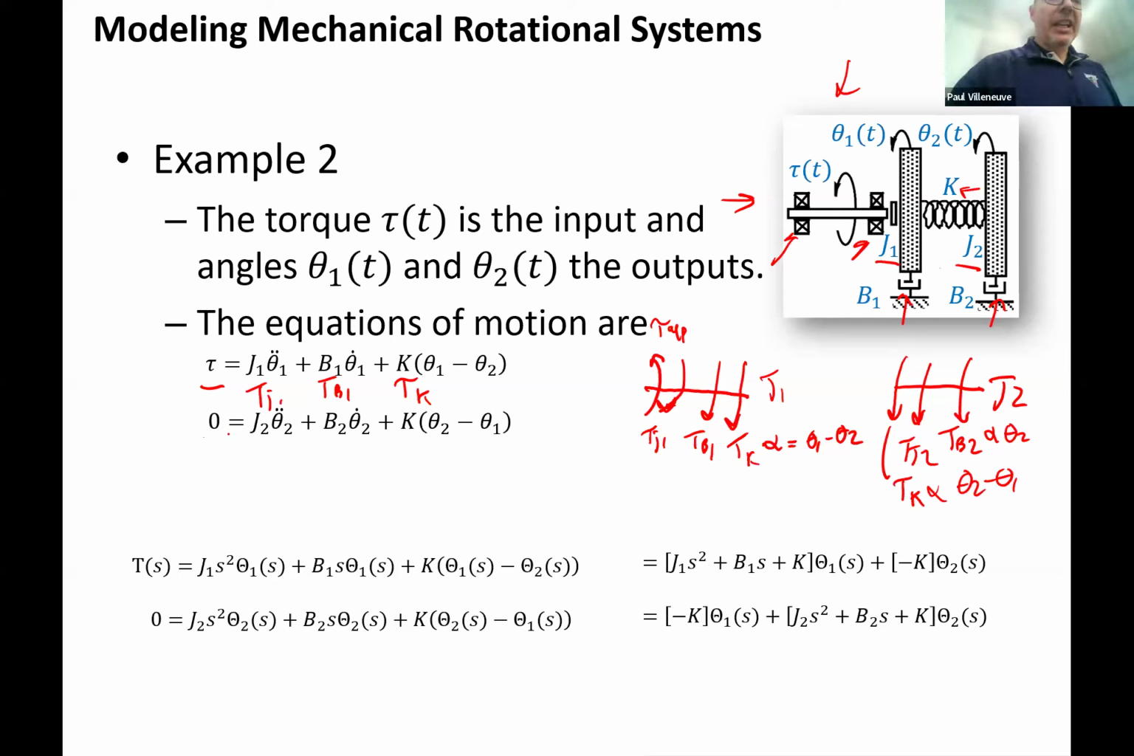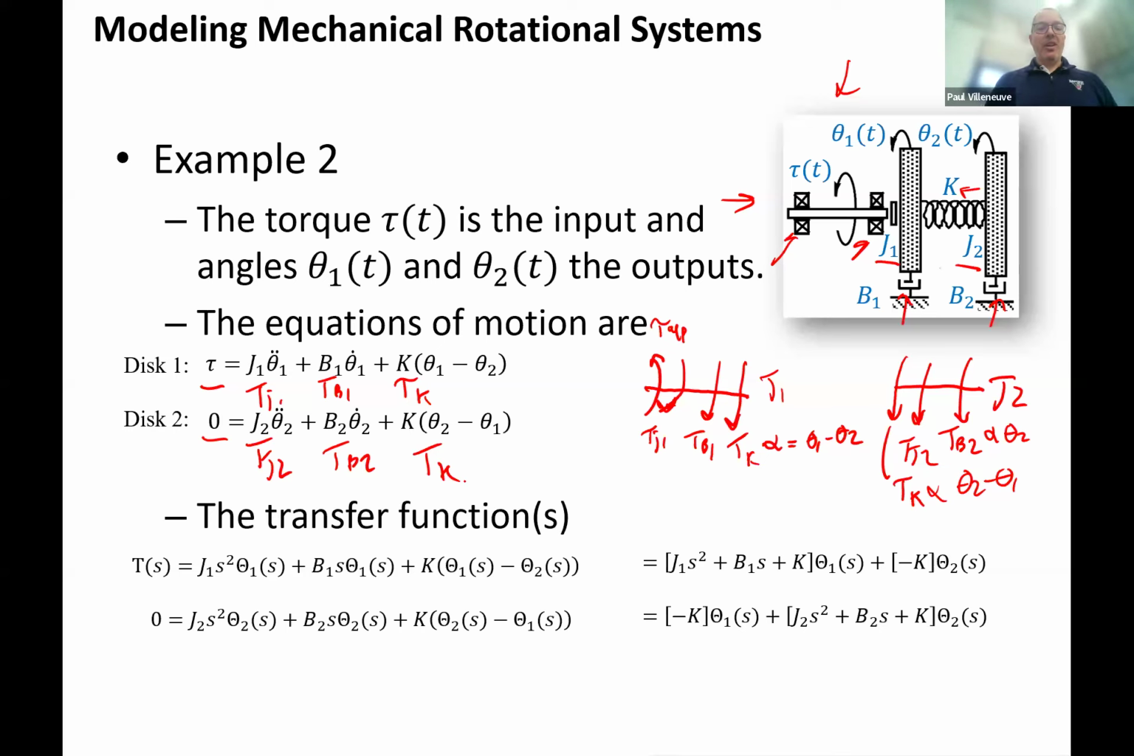So here is my applied torque. There's no applied torque. Here is my J2, here is my B2, and here is my torque. Notice it's theta 2 minus theta 1, opposite direction. All right, here are my transfer functions, just taking the Laplace domain. Hopefully you can see they do this pretty quickly.